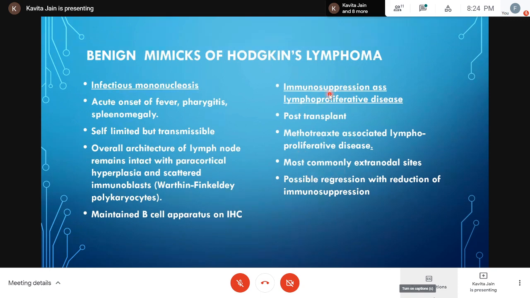Now, most commonly, these immunosuppressive lymphoproliferative diseases are seen at extranodal sites. As I mentioned during the staging 1E, the primary classical Hodgkin's at extranodal sites either turned out to be NHLs or EBV-associated lymphoproliferative diseases. So it was seen that there was a possible regression with reduction of the immunosuppressive therapy.